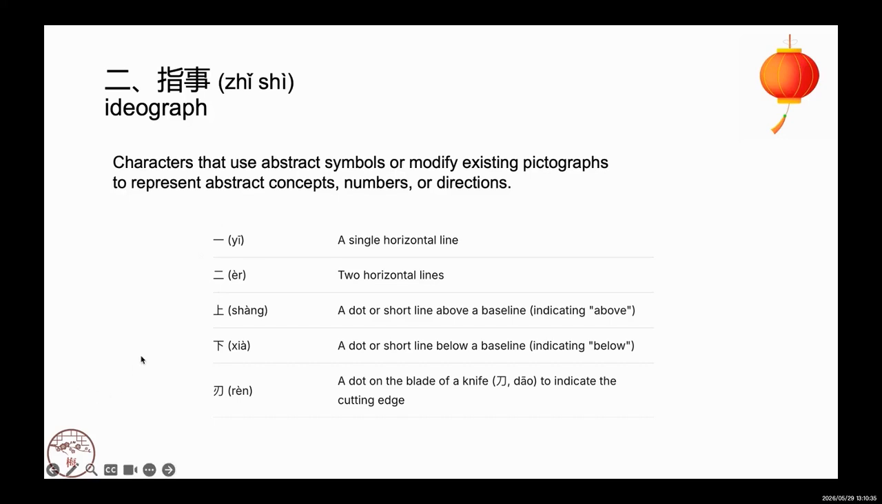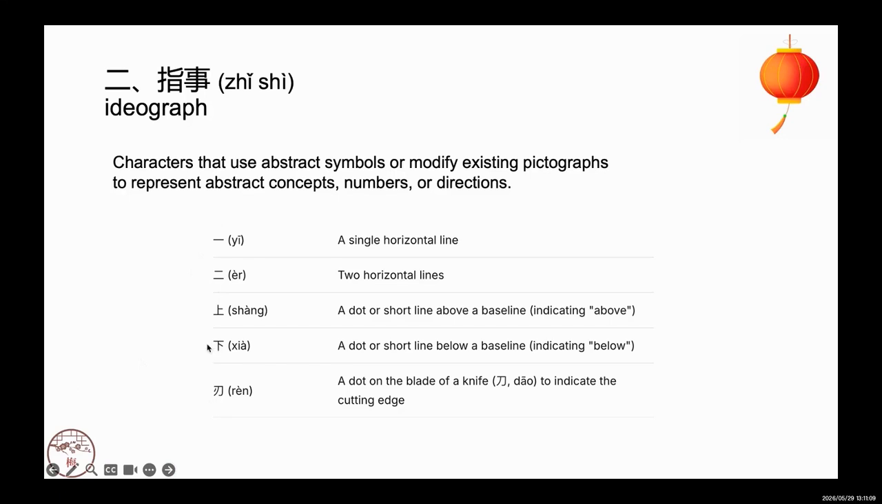So this is easy to understand, right? Just very simple symbols. The third one is 上. 上 means above. It has one horizontal line and one vertical line, and beside the vertical line, there is a dot, which indicates that there is something above the horizontal line. So it means above.